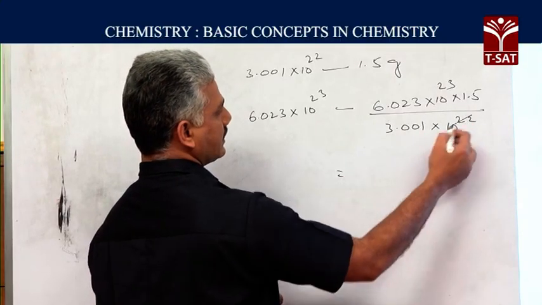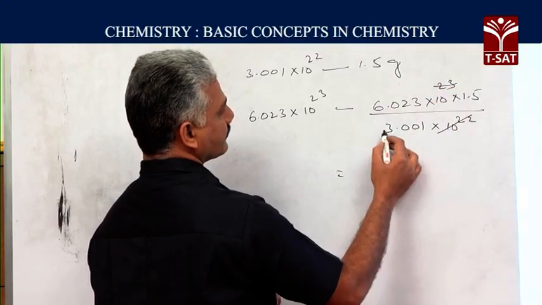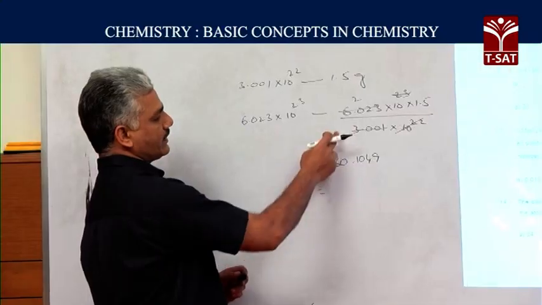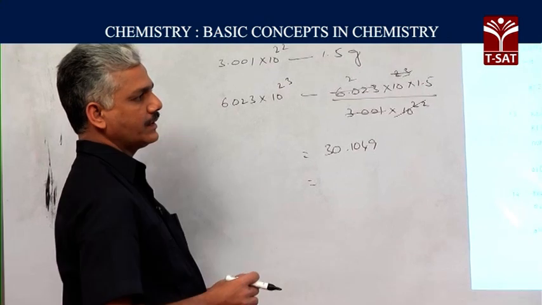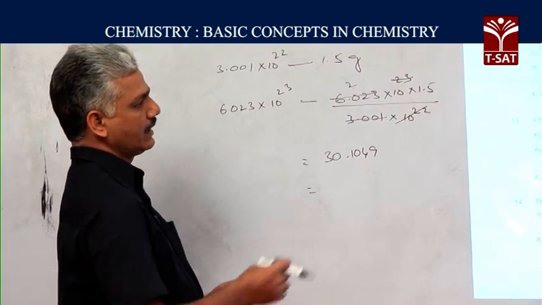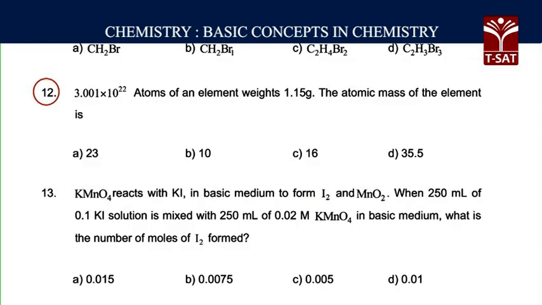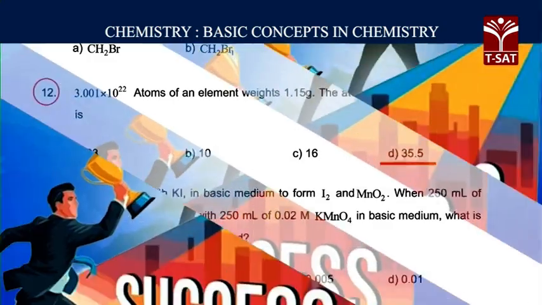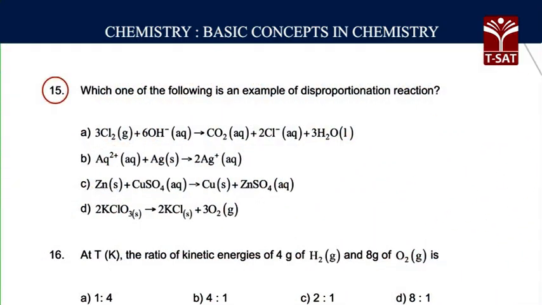On simplification, this value comes out to 30.1049. So, as the exact option is not available, we should take the nearest value, that is D, 35.5 as the correct answer. Which one of the following is an example for disproportionation reaction?